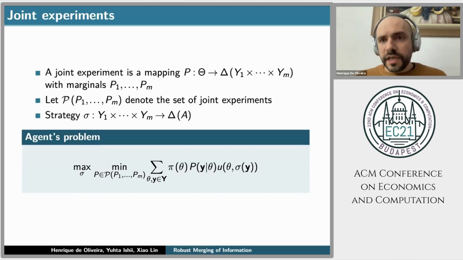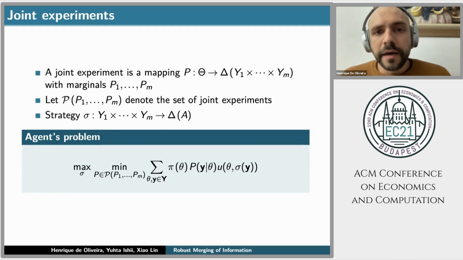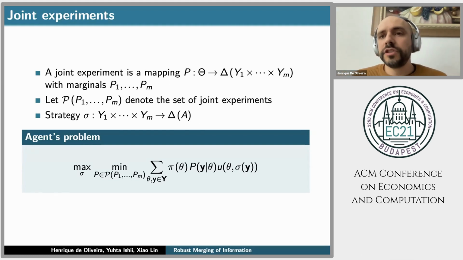Now, a joint experiment, right? This is a joint information source, if you will, a mapping that specifies the conditional probability of all the different signals given the state of the world. And this joint experiment the agent faces specifies the correlation between these different information sources, right? And it has to be consistent with the given marginals, P1 through PM. We're going to let this calligraphic P denote the set of joint experiments that are consistent with the given marginals.